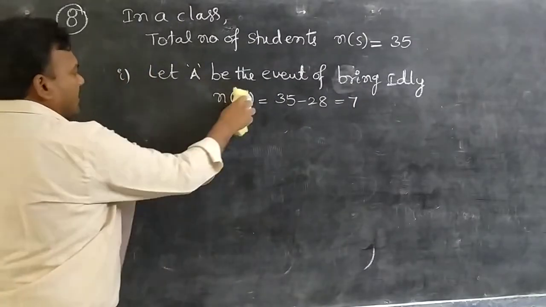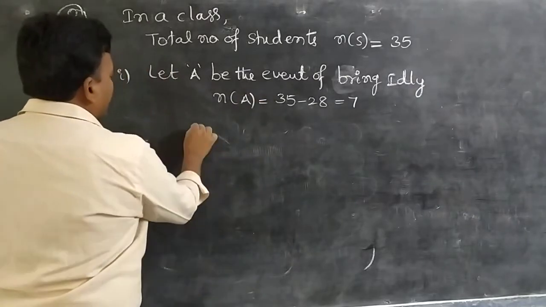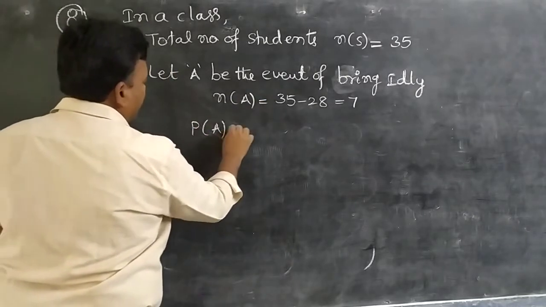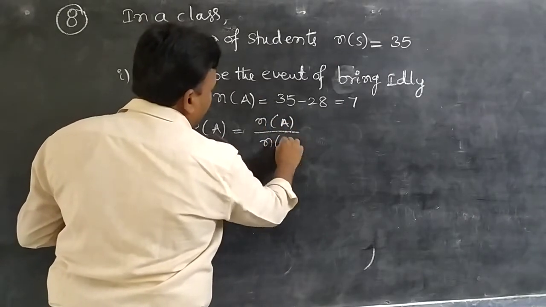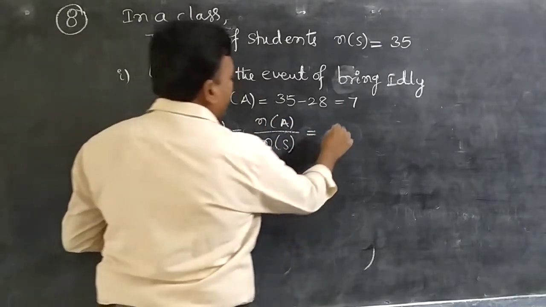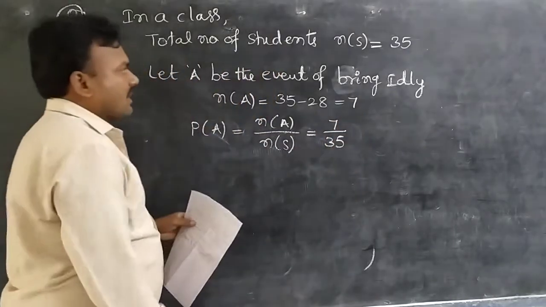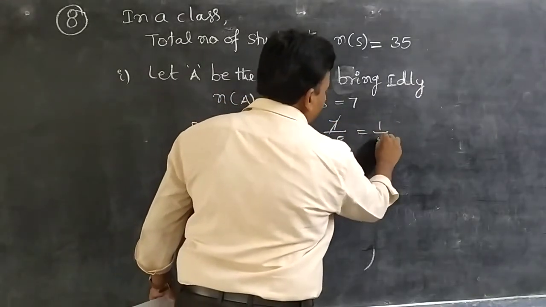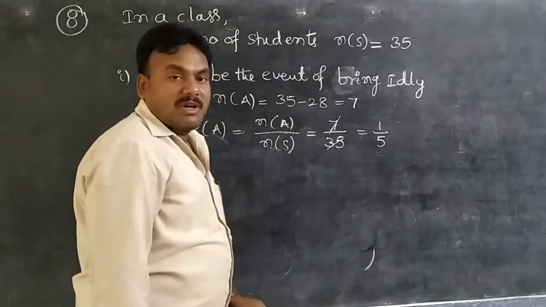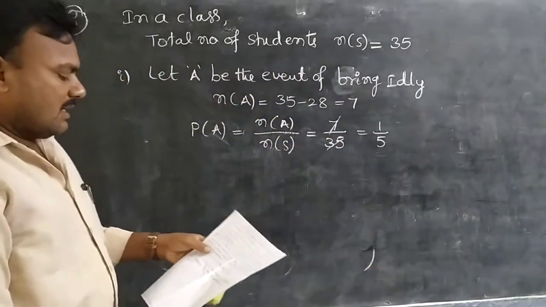Therefore, the probability of an event equals N of A by N of S. N of A is 7, and total N of S equals 35. Simplifying, 7 by 35 becomes 1/5. 1/5 is the solution, students. Okay, let's go to the next step.